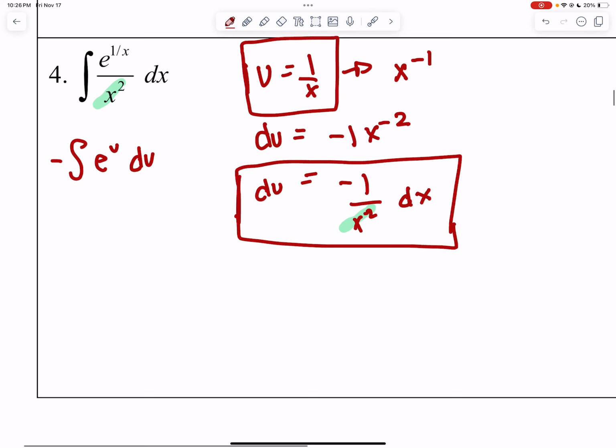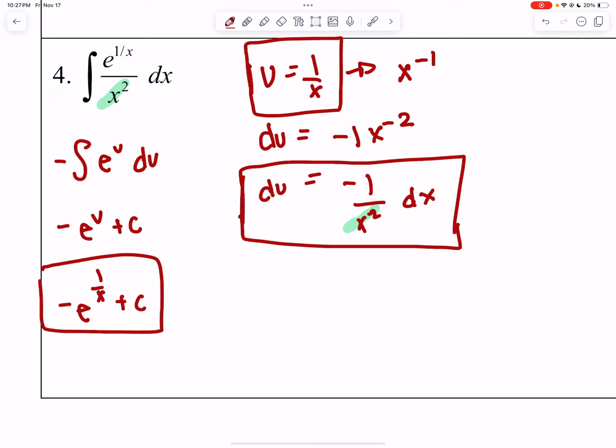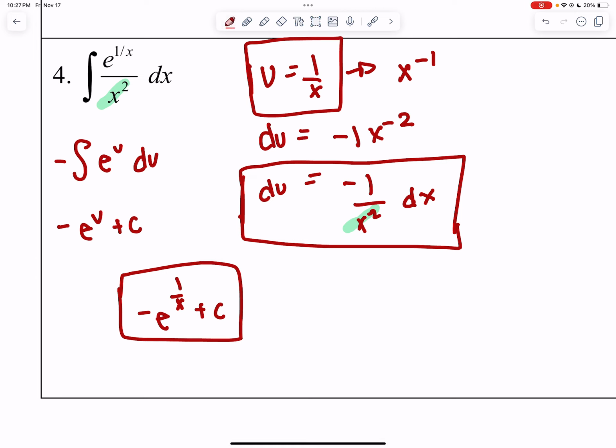So here I'm just going to take the antiderivative of e to the u, which is just e to the u. So I'm going to get e to the u plus c. And then, of course, we know that u is 1 over x, so I have negative e to the 1 over x plus c as my antiderivative, which I'm going to label as big F of x.